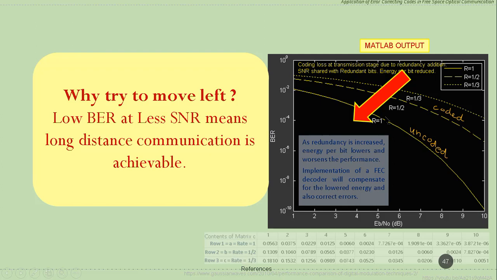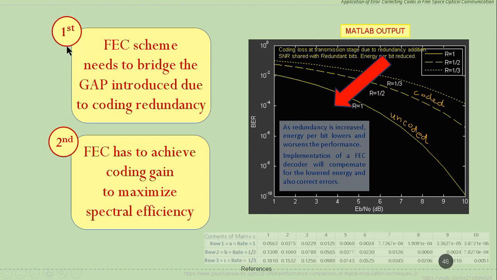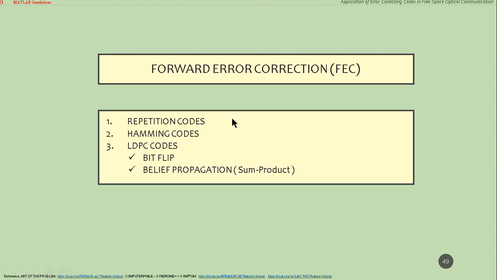So we are moving left so that we can use less SNR. Long distance communication will be achievable because if we can transmit the data successfully with less SNR, then it is a good communication system. So the FEC scheme needs to first bridge the gap that it has created due to the addition of redundancy. Then it has to perform during the decoding, which we have not done till now. We are holding it. We are at the detection stage of the transmitted FEC signal. So we have to move further.